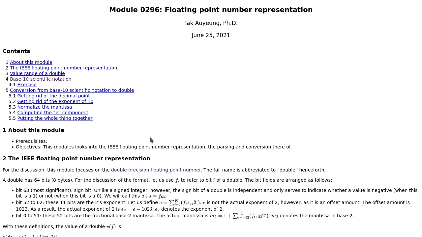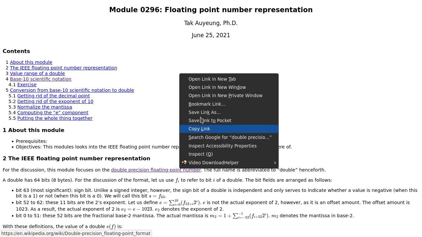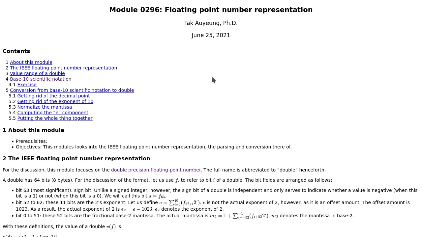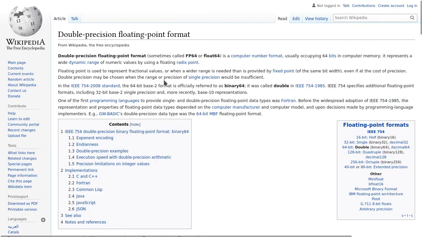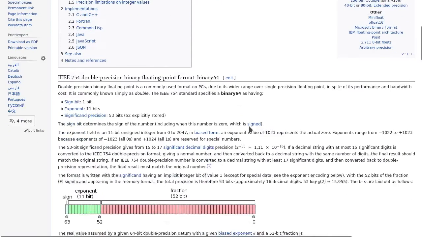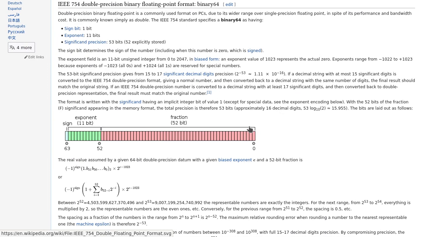So with that said, we are moving on and continuing with double precision floating point numbers. Just to remind you what it is, let me get to this page here. This is a Wikipedia page, and I think it gives you a really good pictorial representation of a floating point number format. So basically, you have 64 bits. There are 64 bits in a double precision floating point number.